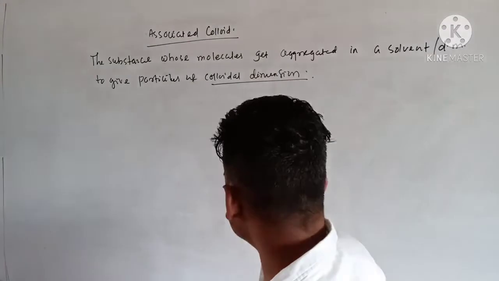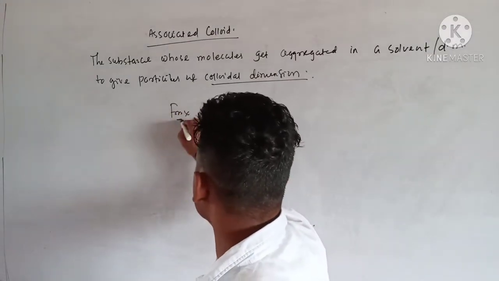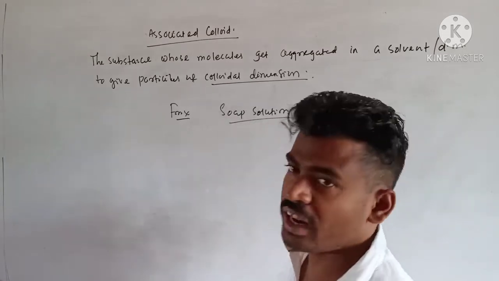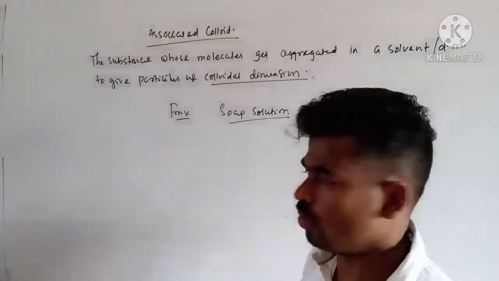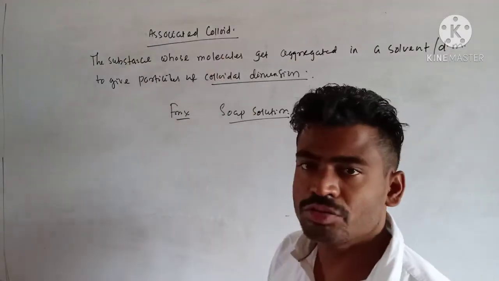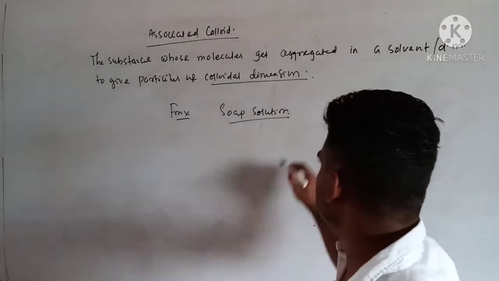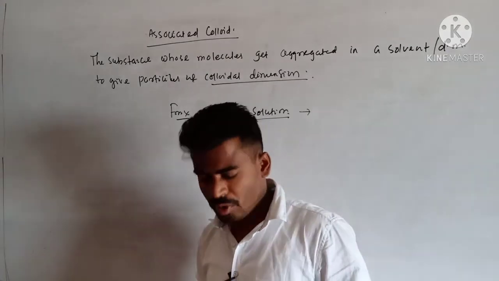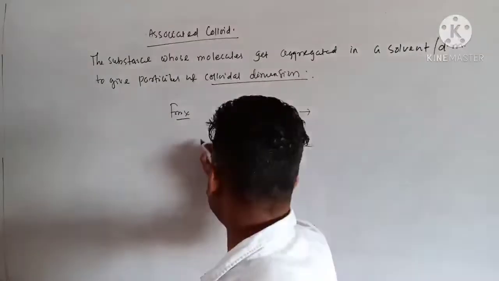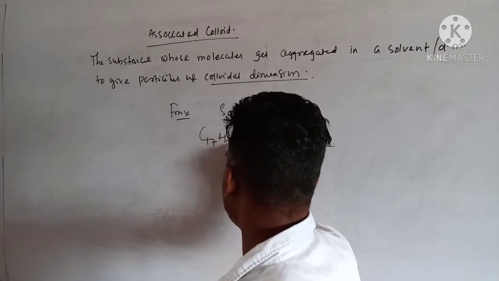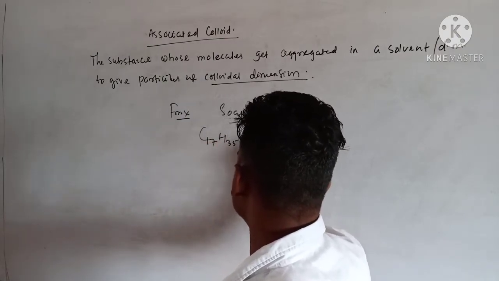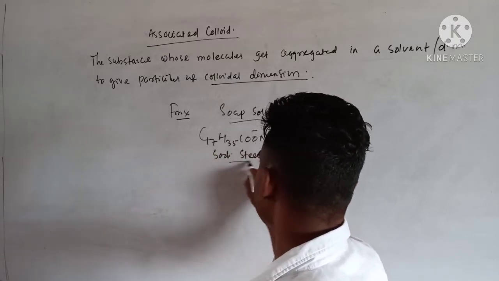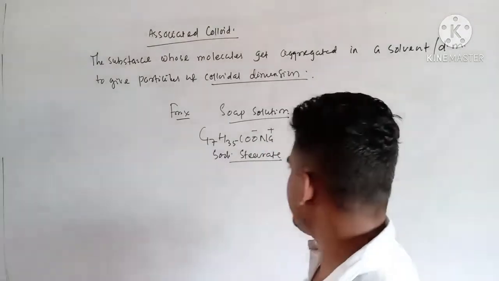So for simplicity, I can consider your soap solution. Soap solution is a colloidal solution whenever the concentration of soap is more. That is the example of one associated colloid. How? Because in soap the constituent units are sodium or potassium salts of higher fatty acids, that is C17H35COONa. This one is known as sodium stearate. This one acts as a surfactant.